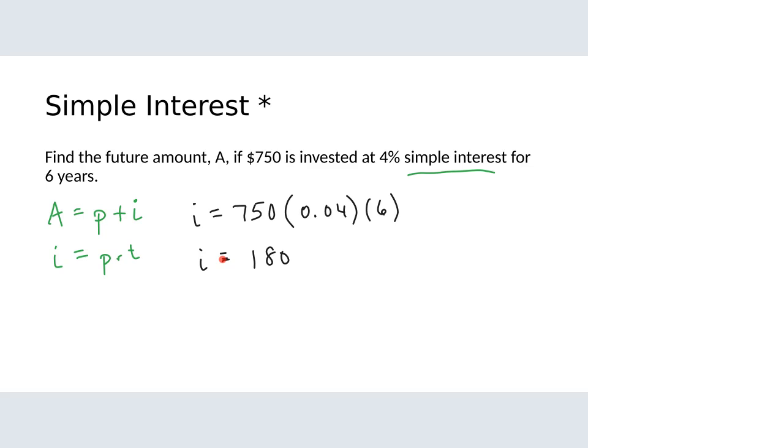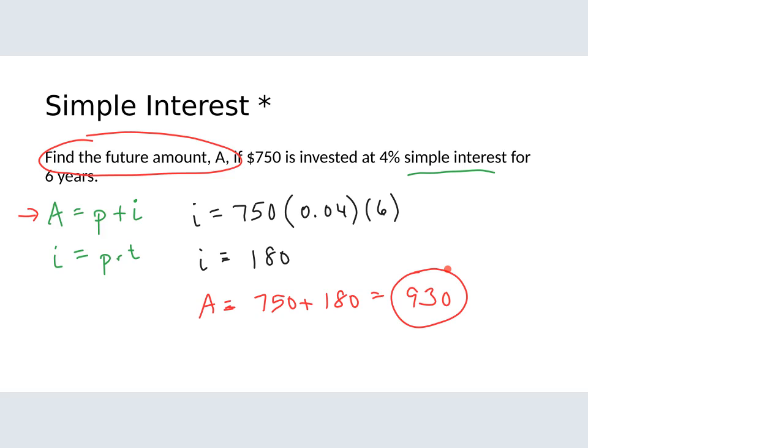There's a little bit of a pull to want to answer 180. I'm proud of y'all for not doing that. 180 is the amount of interest, but we weren't asked for the amount of interest. We were asked for the future amount. So we're going to need to use this formula to find the future amount, which is the principal plus the interest that was earned. And that's how we arrive at a future value of this investment of $930. That went great. So I feel pretty good about where you are, but let me know if you have any questions at all.